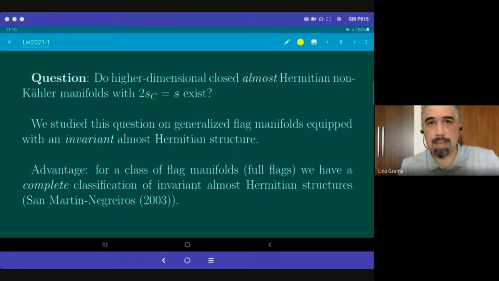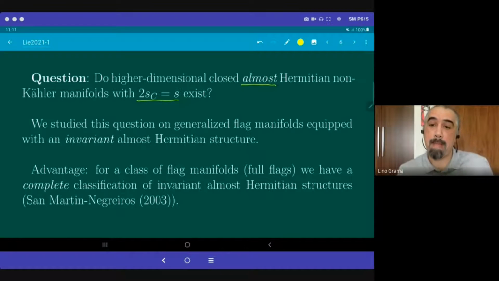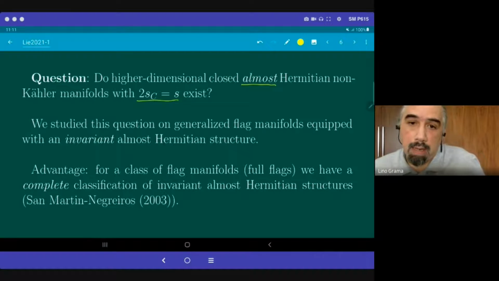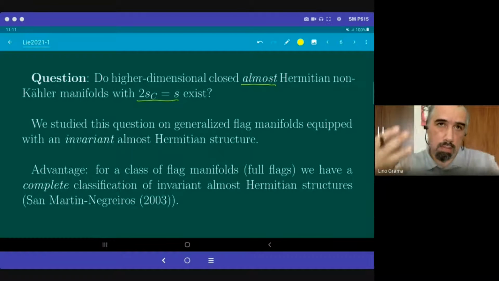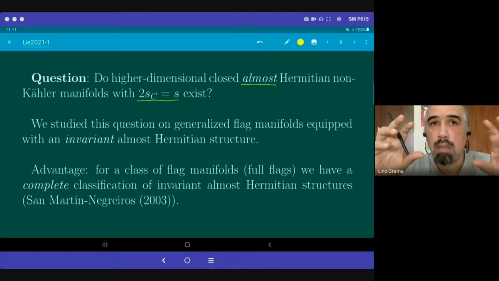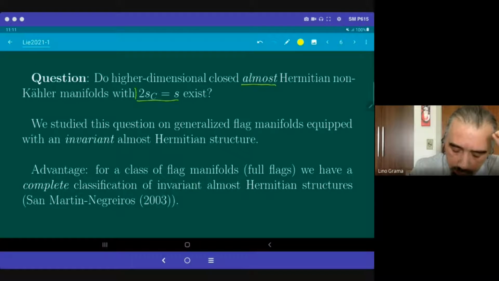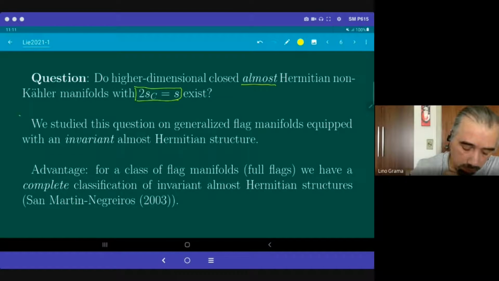can we provide examples of almost Hermitian non-Kähler manifolds that satisfy this equation? Okay, because if you have a Hermitian manifold, it will be Kähler, and for some Gray-Hervella class, if you impose this constraint, this forces the pair to be Kähler. Okay, and this is the goal of our project here.